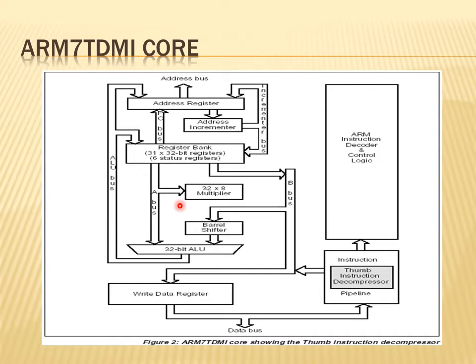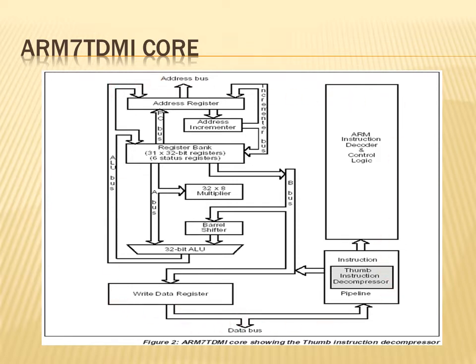Another important feature is that it is having an on-chip multiplier. So this is again a hardware block. As per the requirement, or as per the activities which are to be carried out, the multiplication is carried out by using the on-chip multiplier which is available. So this is how the ARM7 TDMI core looks like.